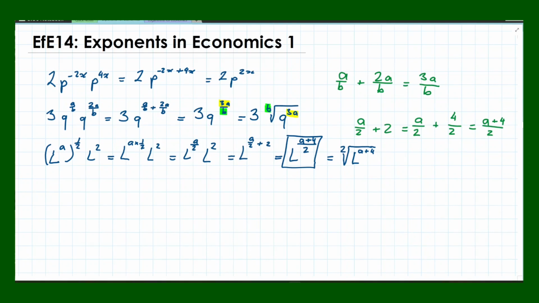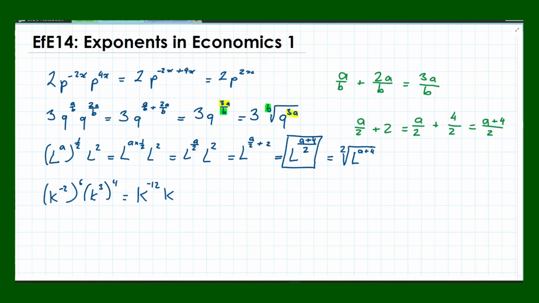Next example, k to the minus 2 to the 6th times k cubed to the 4. So what's happening in here? I've got two brackets, so I need to deal with the brackets first. In the first bracket, I'm raising a power to a power, so I need to multiply the exponents together. Minus 2 times 6 makes minus 12.